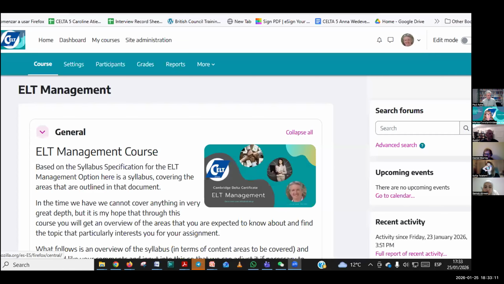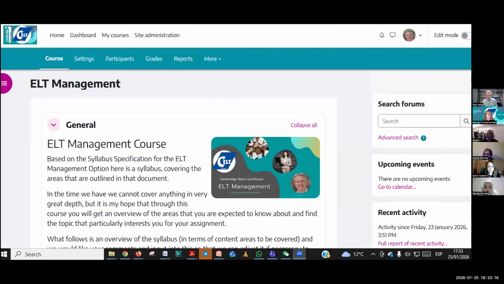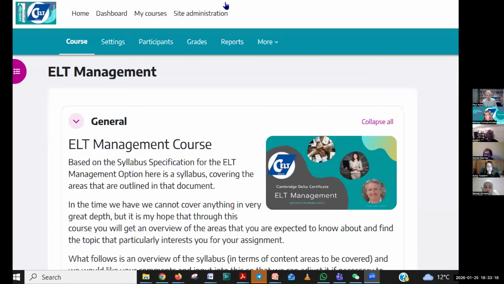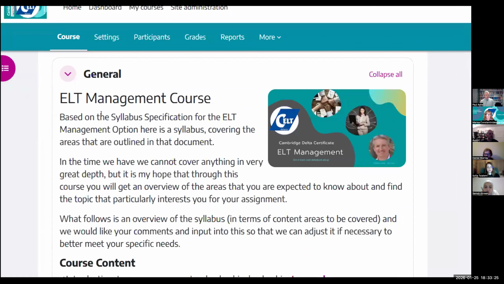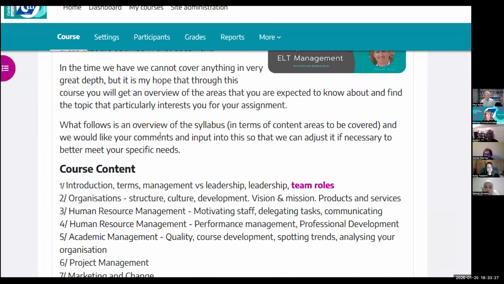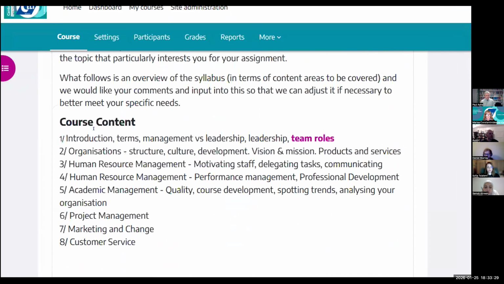Let me show you what that would look like. Our course would look like this on Moodle, which will, let me just zoom in a little bit more for you, which will look at the specific syllabus specifications and the area as well. Okay, so do you remember our conversation before? Just at the beginning, we were looking at management and leadership, and one of the things that we'll be exploring on this course is certainly that.